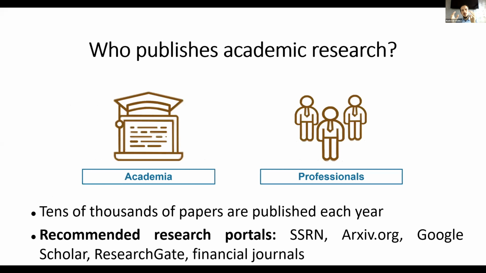So the first question: who publishes academic research? There are tens of thousands of research papers which are related to algo trading and systematic investing and which are published every year. Most of the research is produced by academia, professors, PhDs at universities, but a significant number of papers are published by professionals, asset management companies, brokerage houses, etc. A lot of the research can be easily found via Google Scholar, or there are various specialized databases like SSRN.com and so on.